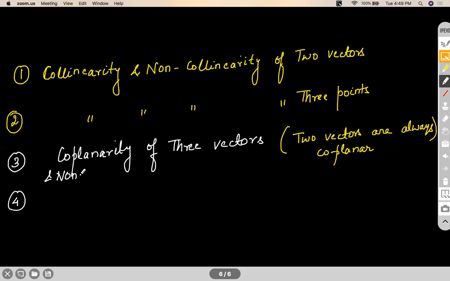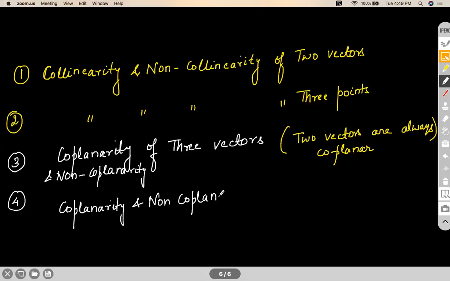So the concept is the same. It's just that there are two ways of looking at it. So, coplanarity and non-coplanarity of three vectors. The fourth thing that we'll talk about is coplanarity and non-coplanarity of four points. Four points means four position vectors.